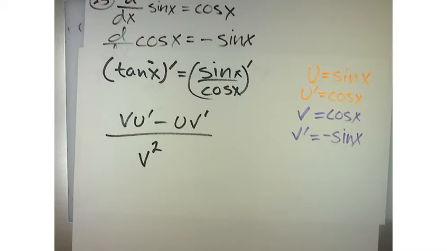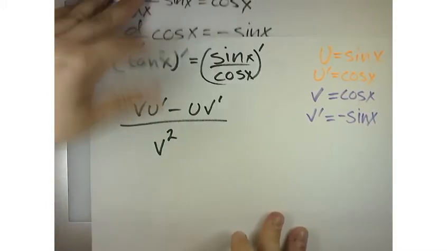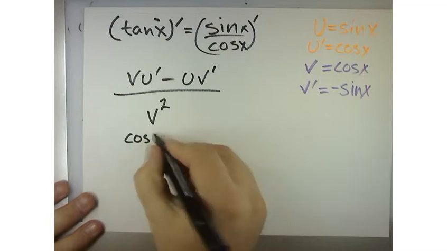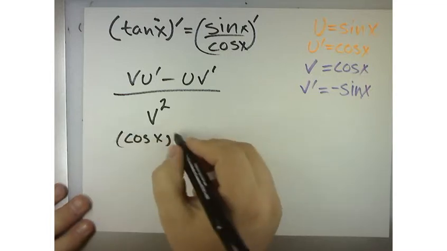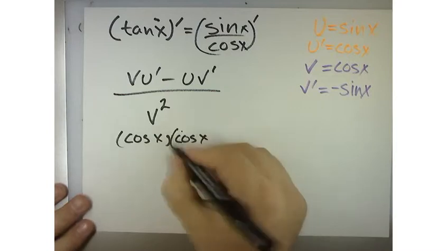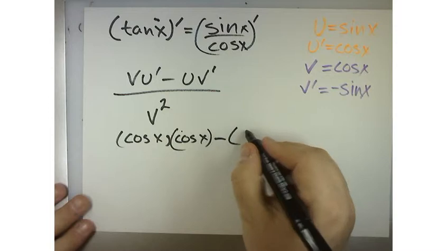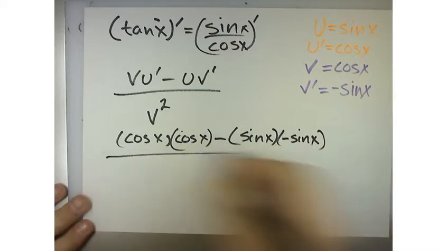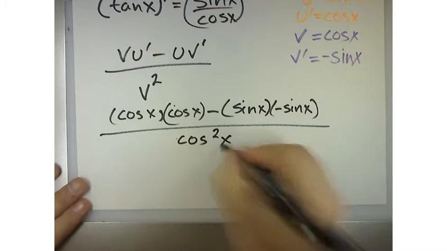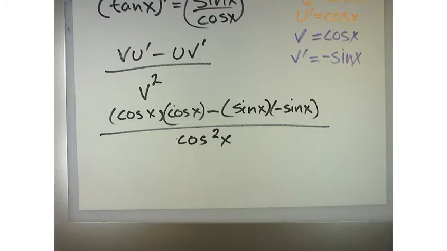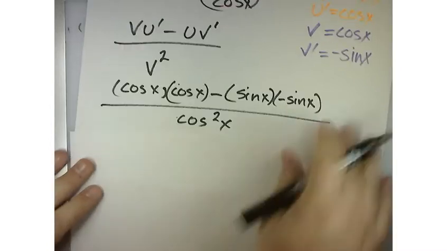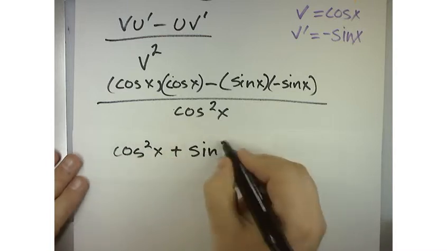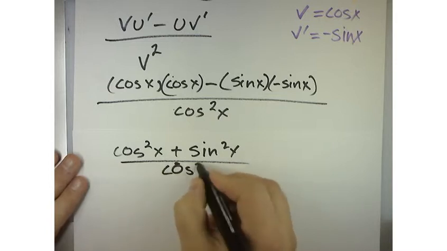Okay? So now to find the derivative of this, I'm just going to plug these values in. For v, I've got cosine of x times u prime, which is cosine of x, minus u, which is sine of x, times v prime, which is negative sine of x, all over cosine of x squared. Well, if I multiply the stuff through and expand and simplify on the top, I really have cosine of x squared plus sine of x squared all over cosine of x squared.